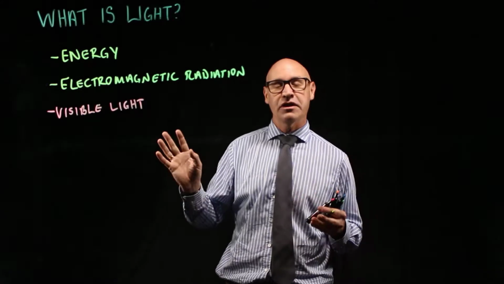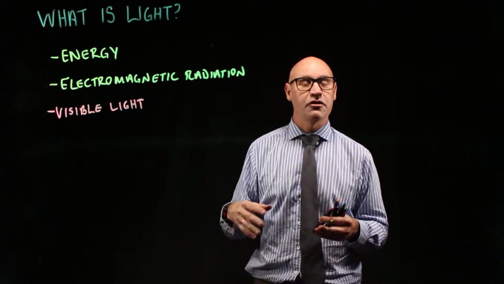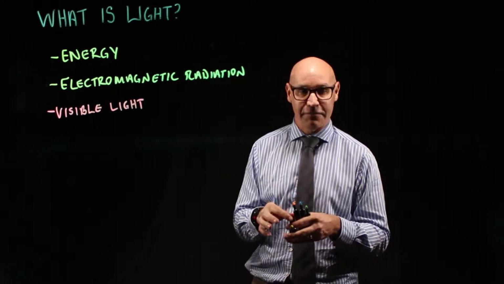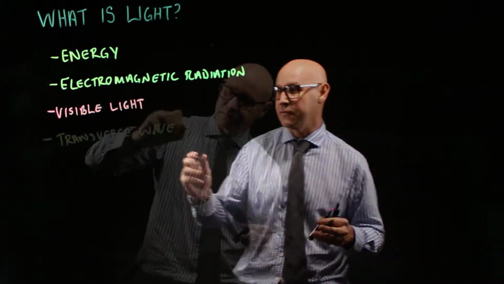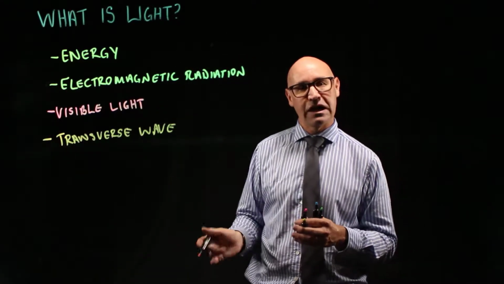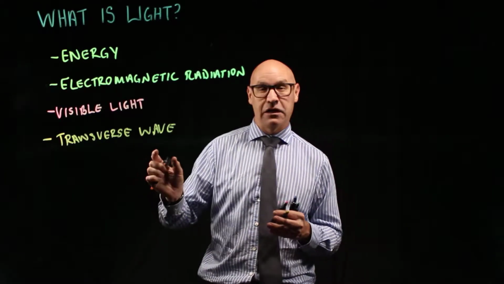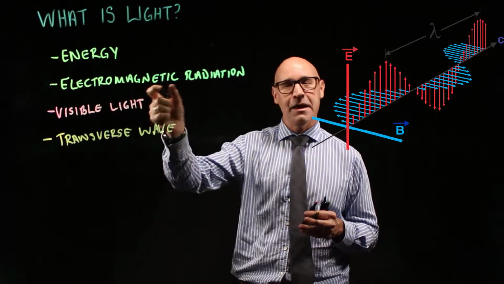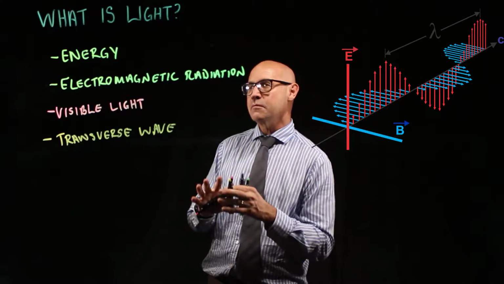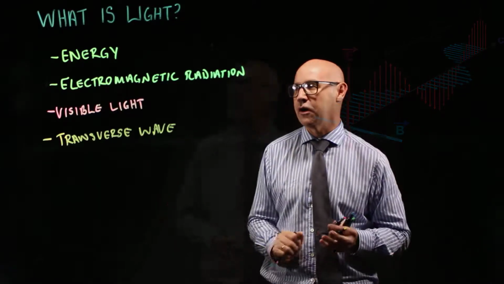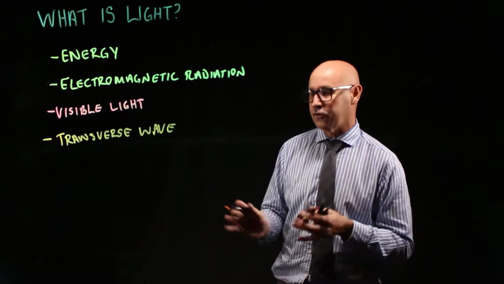The radiation in the electromagnetic spectrum travels as a wave. And in this case, the wave is a transverse wave. In fact, it's actually two transverse waves. We have an electric wave and a magnetic wave, and they actually run at 90 degrees to each other. We'll talk more about that another time. Right now, let's just focus on light.